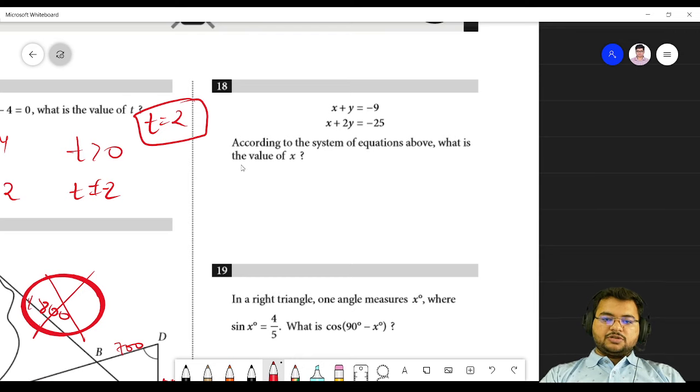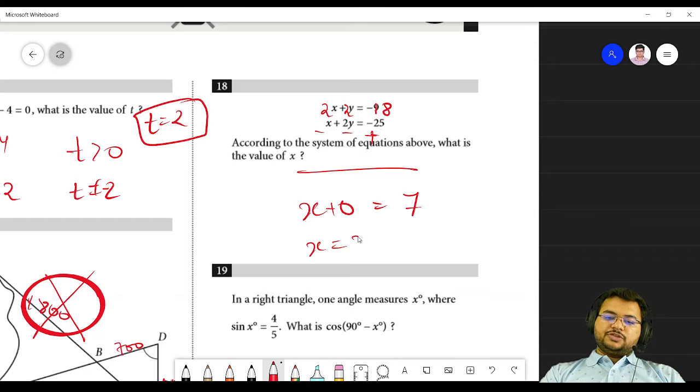Okay, this was question 17. Question 18: what is the value of x? So you have to solve for x, then you have to eliminate y. To eliminate y we have to make the same coefficient. So I will multiply this equation by 2, and it will become 2x plus 2y equals minus 18. Then I will just subtract the equations. So I will get 2x minus x is x, 2y minus 2y is 0, equals minus 18 plus 25, which will be 7. Okay, so x equals 7.